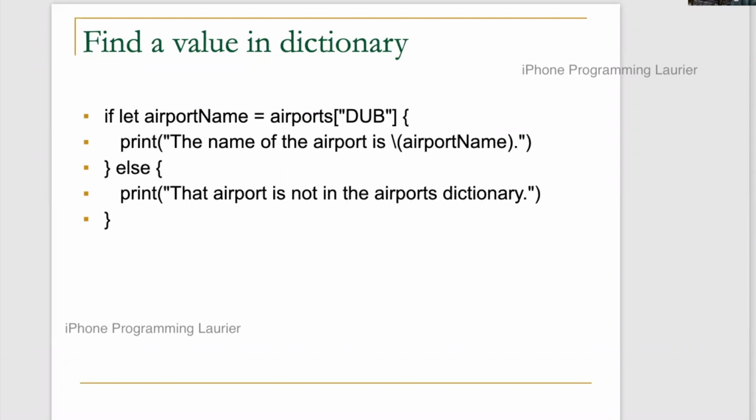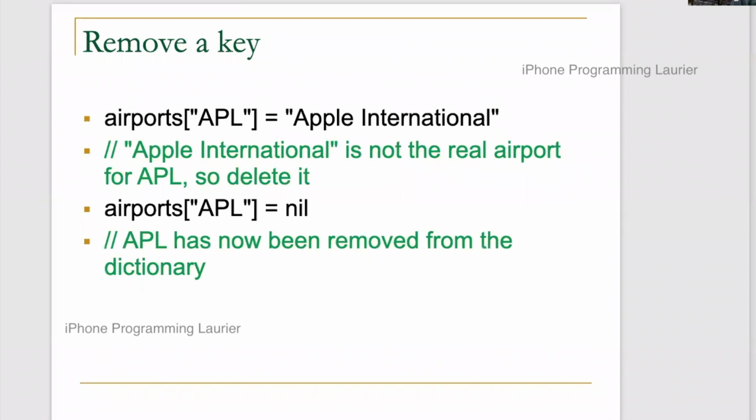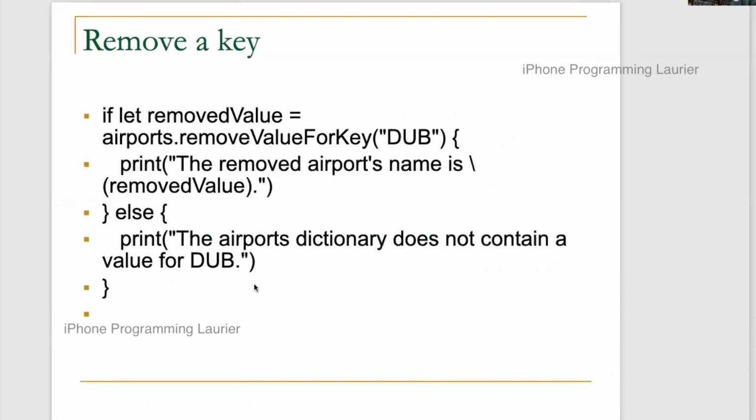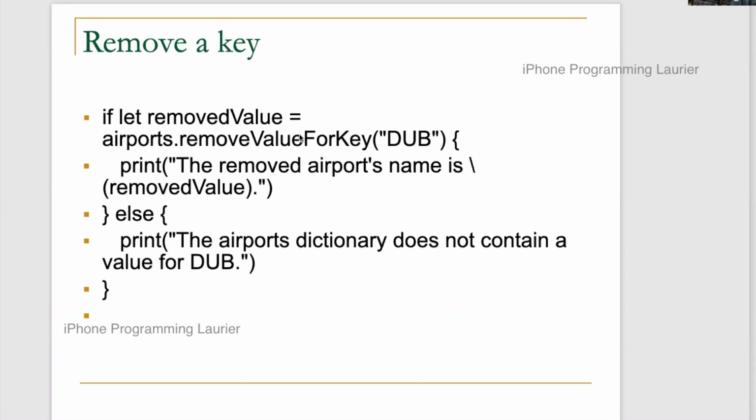I think these are very standard, right? I can remove a key, or even I can remove a key by setting it to nil. I can remove a key. I can remove a value that is associated with a key. removeValue forKey, given the key.